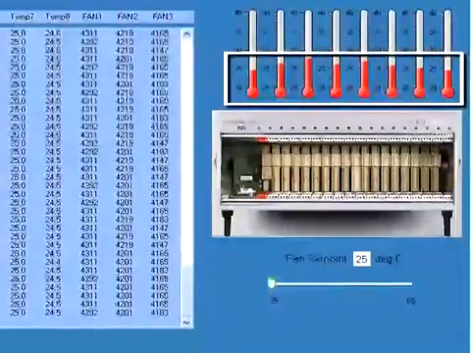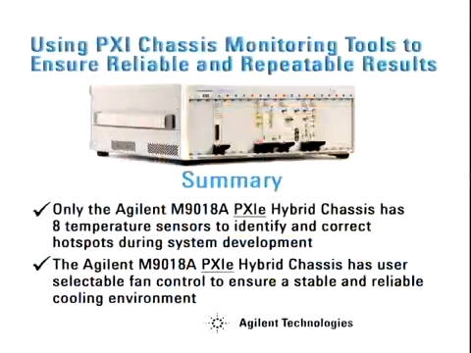The advanced chassis monitoring functions within Agilent's M9018A PXIe chassis can help ensure success in meeting your most difficult automated test challenges.